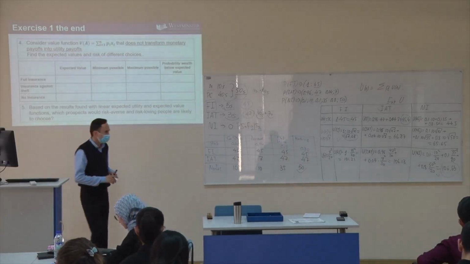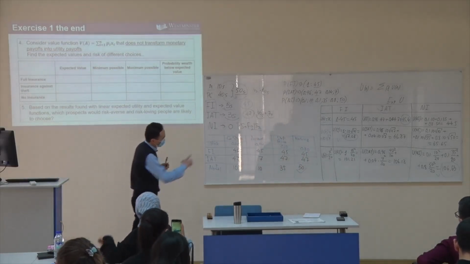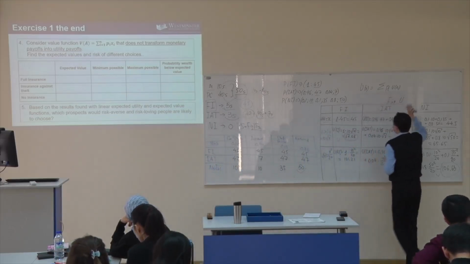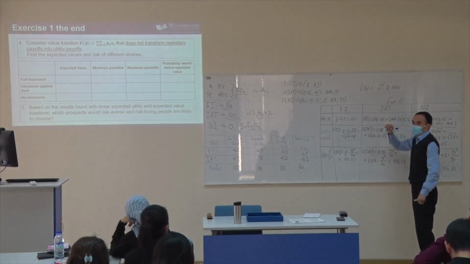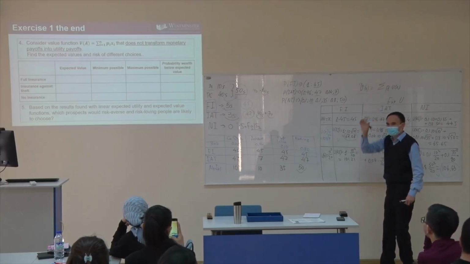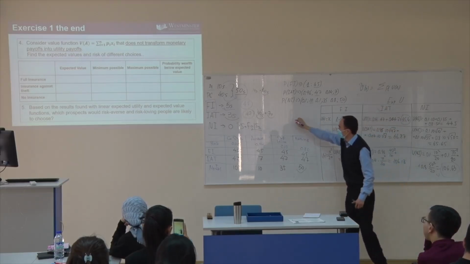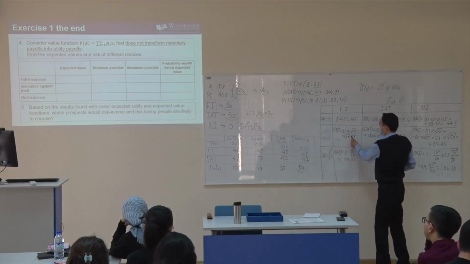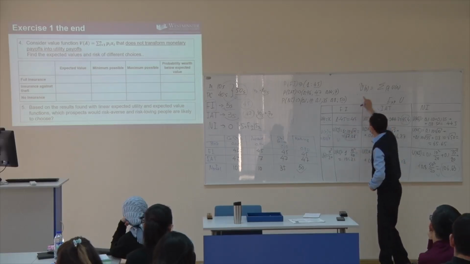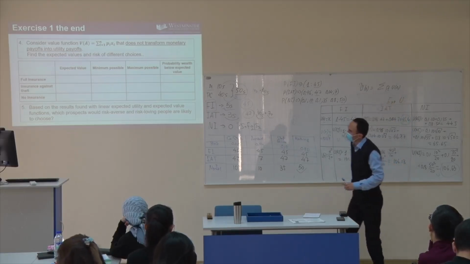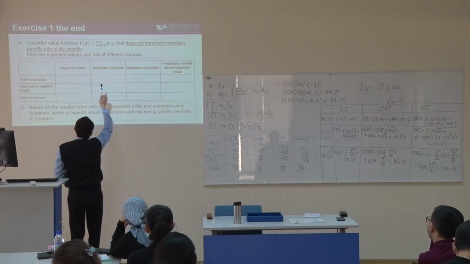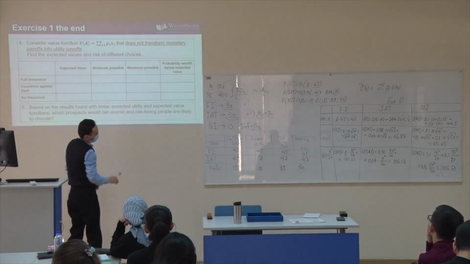Next. So now, students, this is the utility function that we are considering here. Now we are saying that it represents a value function. If we say value function, these are just numbers. It doesn't mean utility. So here, 67.08 does not represent utility. It is value. So now we are considering the value function here, and we need to find the expected values and risk of different choices.